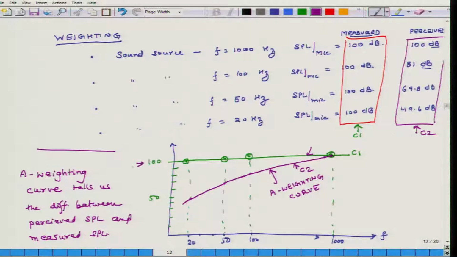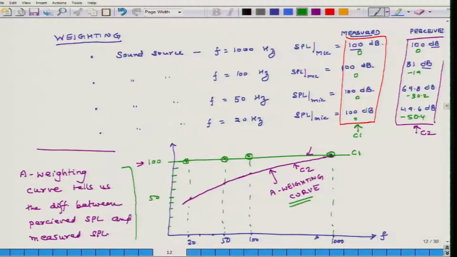Here my reference is 100 decibels, but in the actual A weighting curve we do not take the reference as 100, rather we take the reference as 0 decibels. So, if it was 0 decibels, then this would be 0, and if all these are 0, then this would be minus 19, this would be minus 30.2 and this would be minus 50.4. If I plot this revised curve using the numbers in green, I get the actual A weighting curve. The shape will be the same, but it just gets shifted by a constant amount.